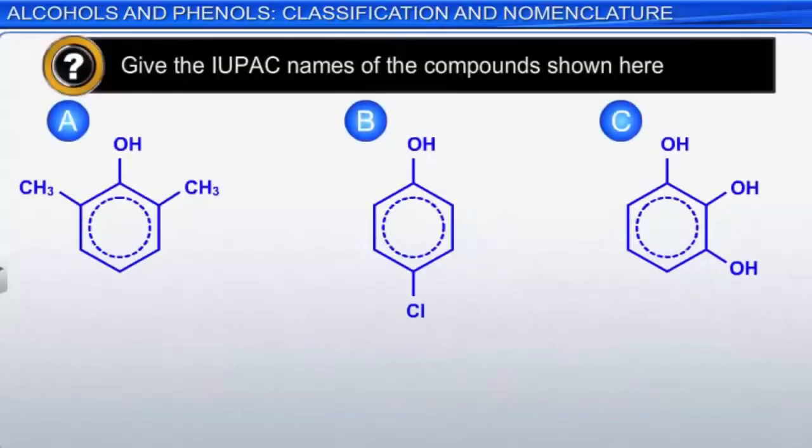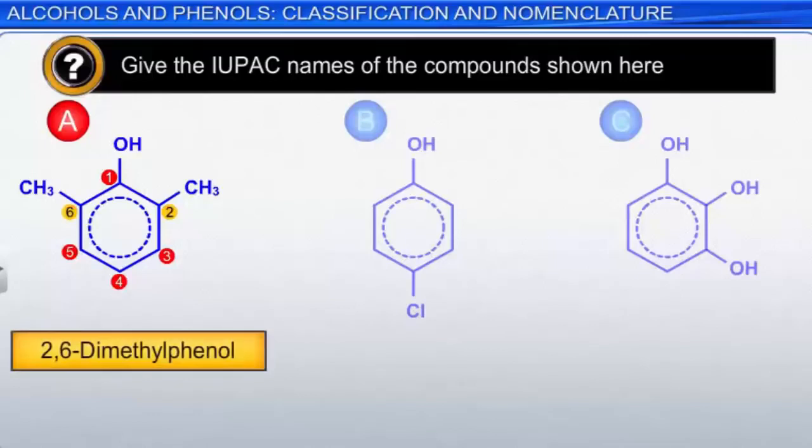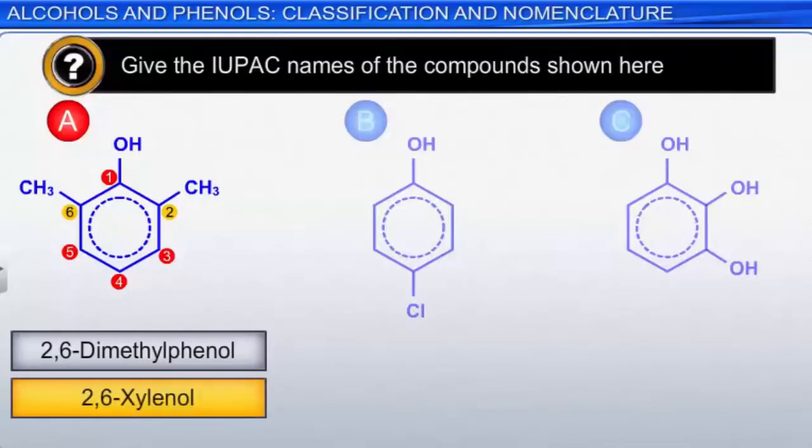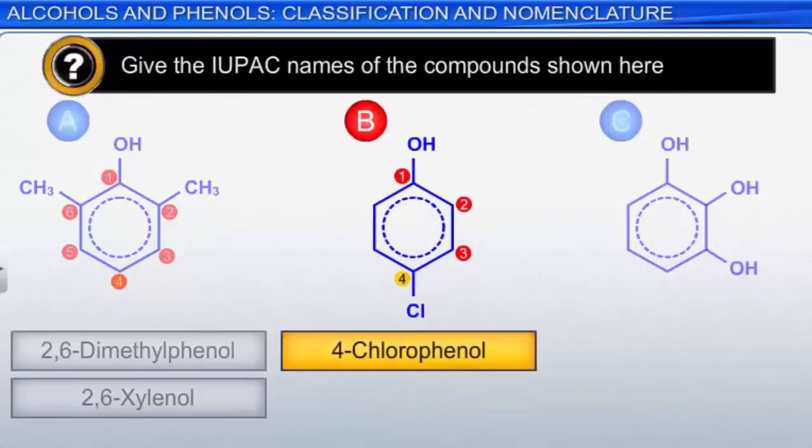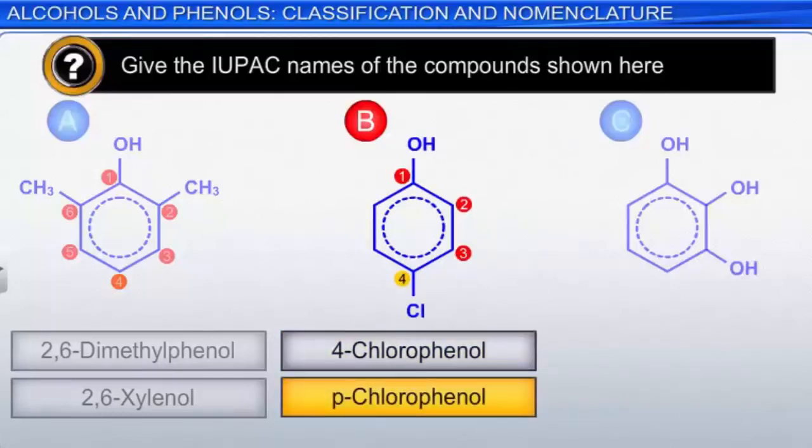Let's do some more practice problems. Give the IUPAC names of the compounds shown here. Remember, the location of the hydroxyl group is carbon number 1. So, molecule A can be named 2,6-dimethylphenol. Its common name is 2,6-xylenol. Molecule B is 4-chlorophenol or parachlorophenol.